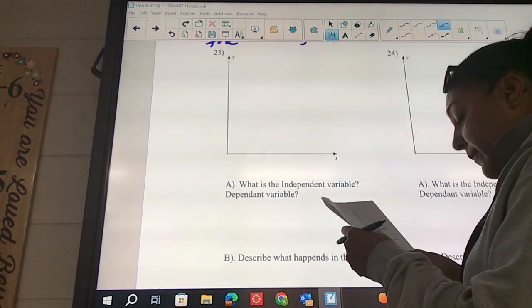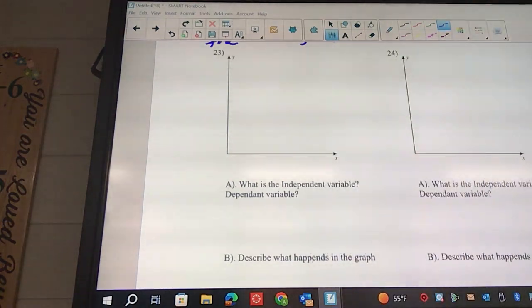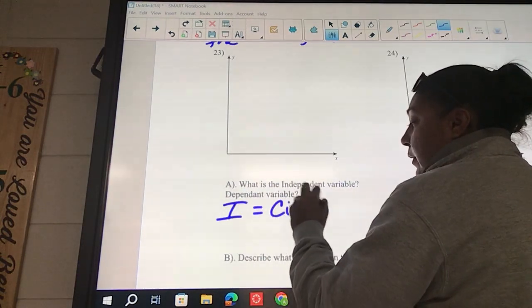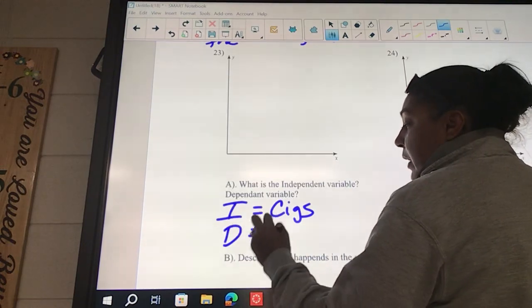Okay, 23. Cigarettes smoked per day versus your life expectancy. Which one is independent? Cigarettes smoked is independent, right? Depending on whether I choose to smoke or not, it depends on how long I'm probably going to live. So my independent is going to be the cigarettes. My dependent is going to be my life.